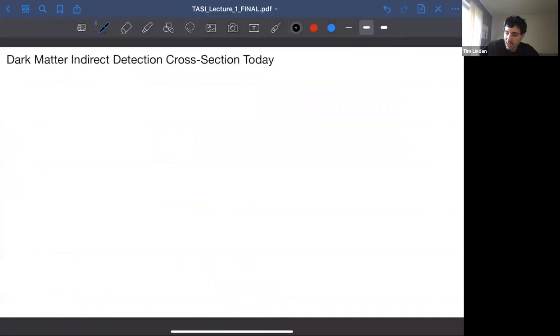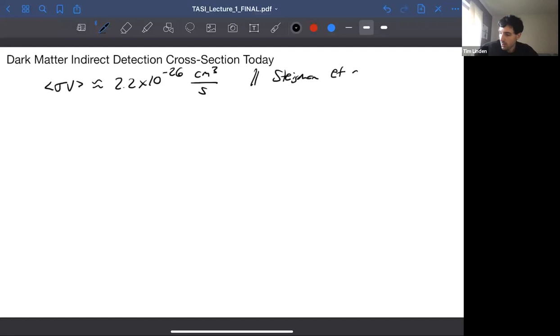So let's take the cross section to be what we call the thermal freeze-out cross section. The exact value is around 2.2 times 10 to the minus 26 centimeters cubed per second, because it's multiplied by velocity. This is from a 2012 paper by Steigman et al., which has the best calculation of this. I'm going to just say this is 10 to the minus 26, to make things easy.